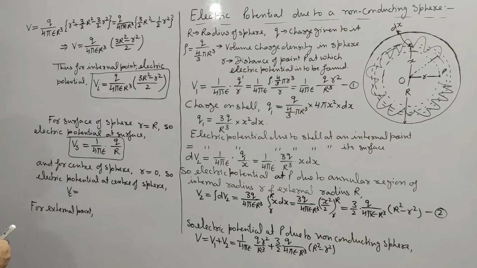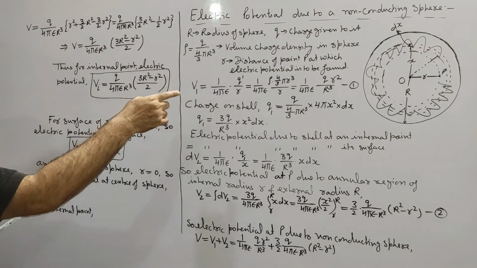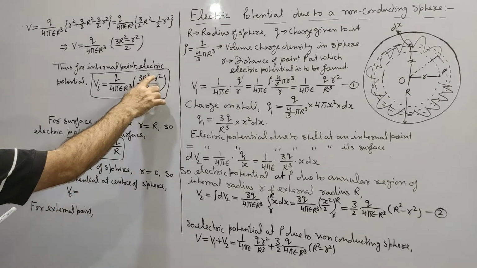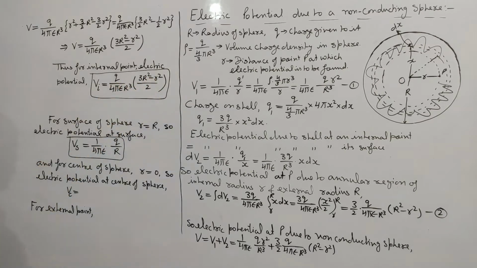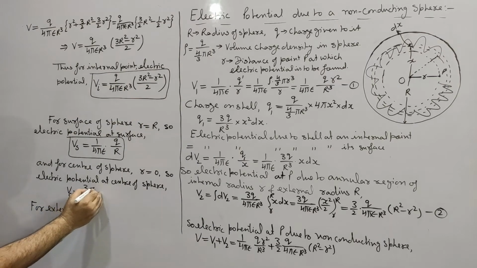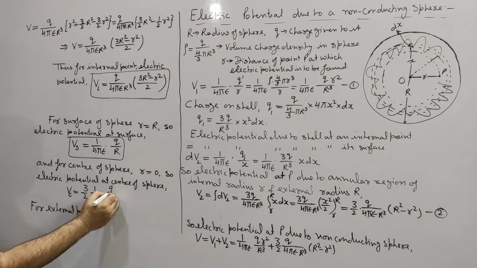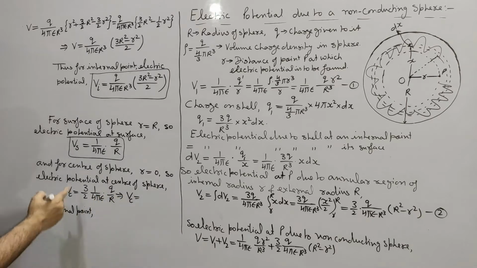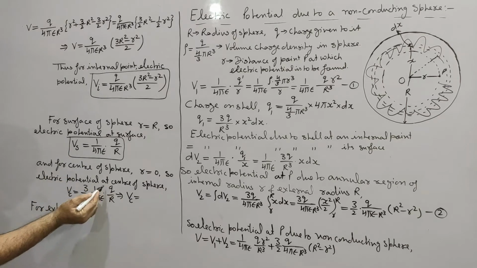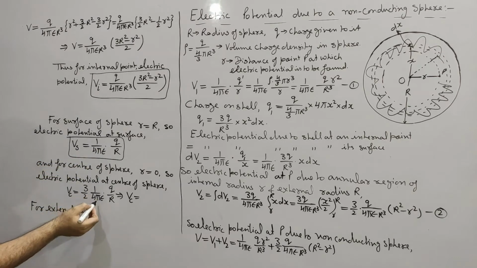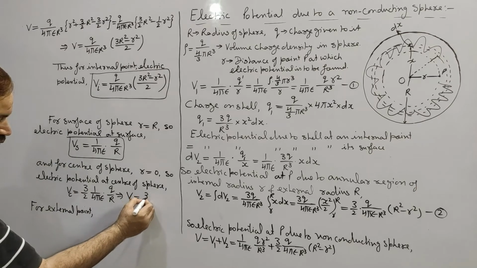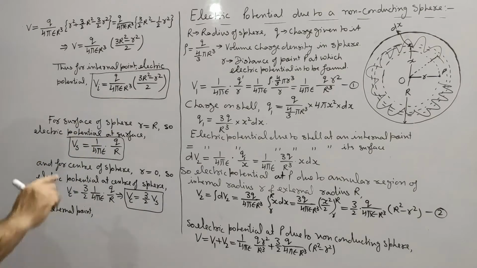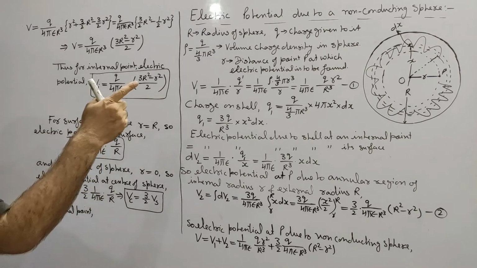Now if we come to the center of the sphere, then for the center small r will become 0 because point P will coincide with the center of the sphere, and putting small r equal to 0 here, we will get Vc is equal to 3 by 2 into 1 over 4 pi epsilon Q upon R. That is, the electric potential at the center of the sphere will be 3 by 2 times the potential at the surface, because 1 over 4 pi epsilon Q by R is Vs, so 3 by 2 Vs. It means the electric potential at the center of a non-conducting sphere will be 3 by 2 times the electric potential at its surface.